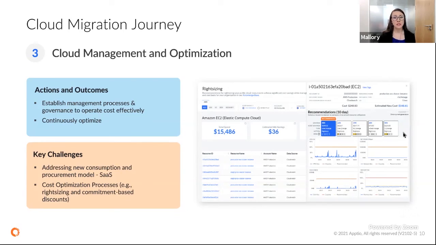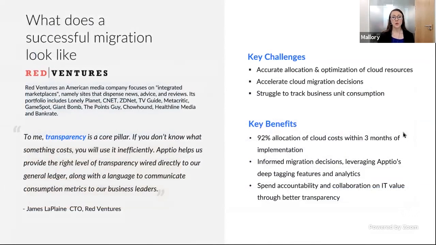Now, I want to leave you today with an example of what a successful cloud migration looks like. Red Ventures, it's an American media company, and they connect consumers to different brands in education and health and financial services. They have 3,000 employees, and they're based in North Carolina in the US. Now, Red Ventures is a digital company, so all of their tech directly connects to the bottom line. And they were really struggling to get clear cost visibility because they're a very decentralized organization.